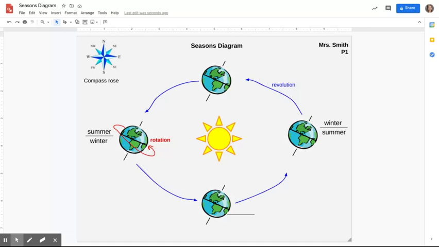So if we start here, and we know that our pole is pointing towards the sun, so we have the summer. The next season we have is going to be where things start to cool down before they get to our cold, cold winter. So our season between summer and winter is autumn or fall.